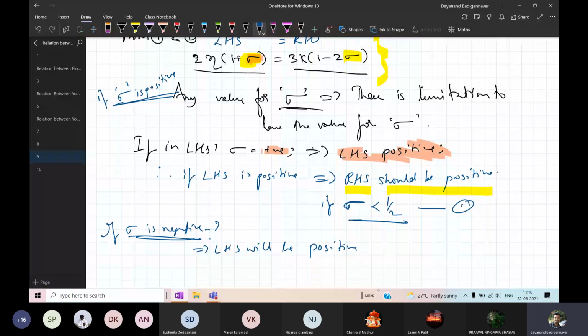Okay, this is the first case. On the other hand, if sigma is negative, LHS will be positive. If the value of sigma is less than 1, or greater than 1, it should be greater than what? Greater than 1. You're getting the point. So then only this becomes positive.